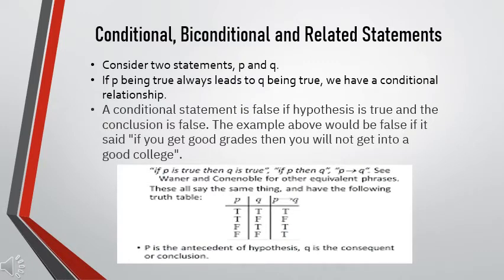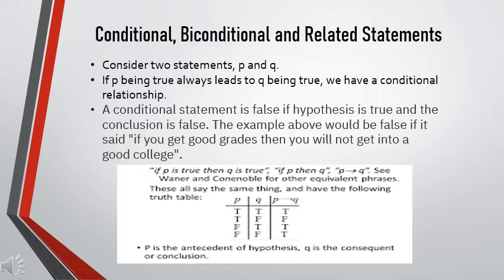Conditional, biconditional, and related statements. Consider 2 statements, P and Q. If P being true always leads to Q being true, we have a conditional relationship. A conditional statement is false if the hypothesis is true and the conclusion is false. The example above would be false if it said, if you get good grades, then you will not get into a good college.